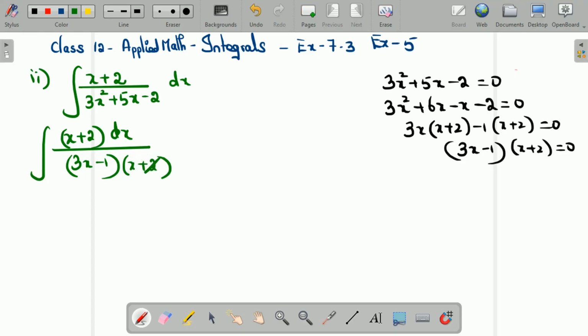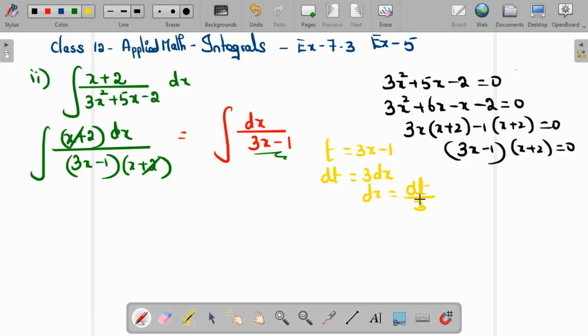Now that it is in the product form, I am able to strike this out. So the integration is reduced to integral of dx divided by 3x minus 1. If we have this as a single variable, we will be able to solve it. So let's do the transformation. t is equal to 3x minus 1. So dt is equal to 3 dx, or dx is equal to dt divided by 3.